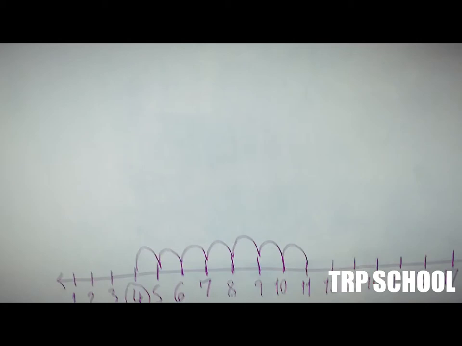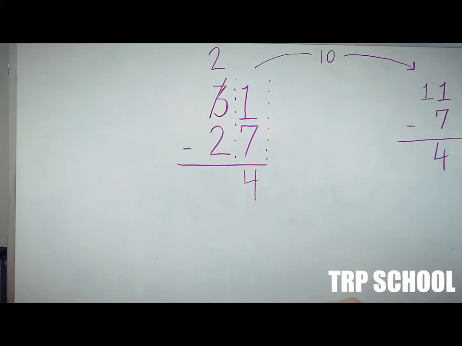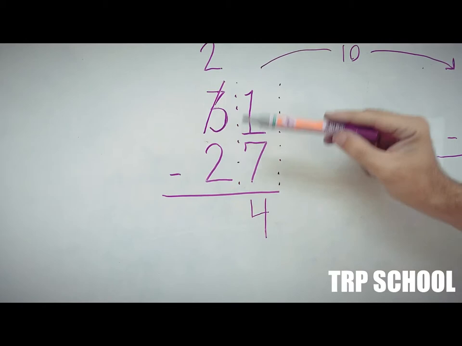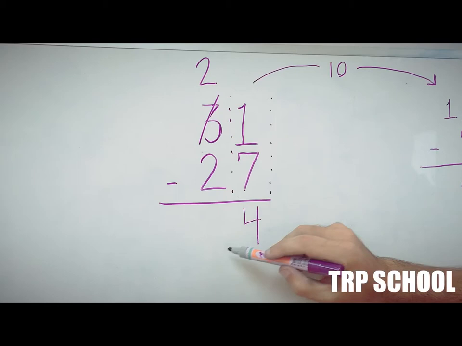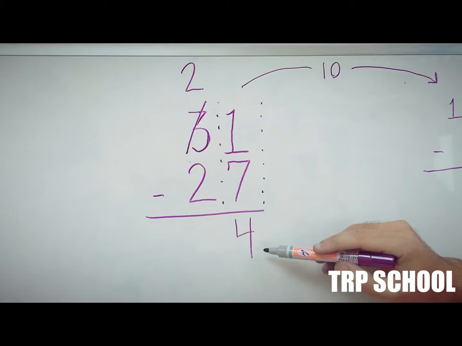I'm going to write 4 in my ones place. Now, I can do my tens place. I have a 2 in my tens place, and I have another 2. 2 take away 2 is 0. Because I don't need to write a 0 to my left, I can leave the answer as 4. So that's 31 take away 27 equals 4.